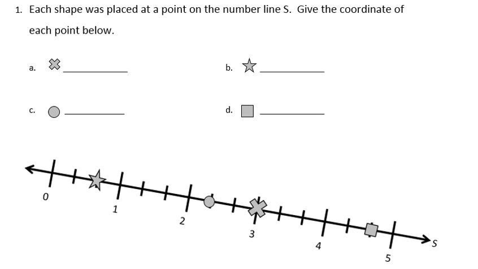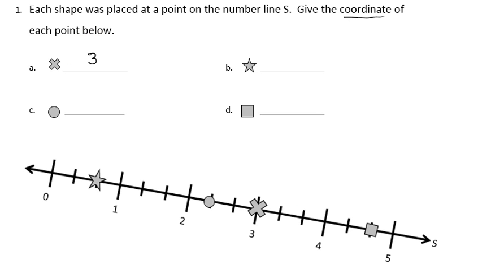The directions say each shape was placed at a point on number line S. Give the coordinate of each point below. So the word coordinate basically refers to the point on the number line where each shape appears. So if I look at my number line, I have the 0 on the left side and it's counting up as we move from left to right. I'll find the X on the number line and you can see that it is at point 3. So the coordinate for X is 3.